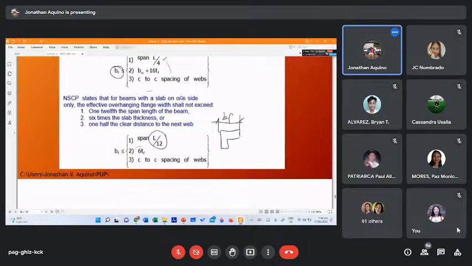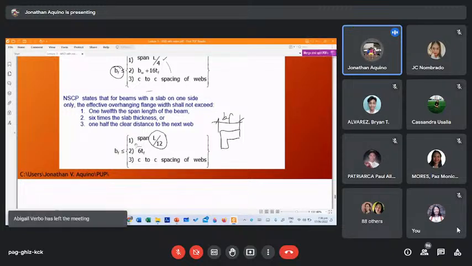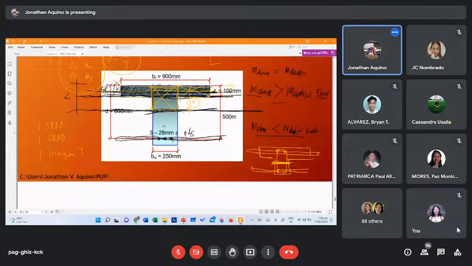Then for a T-beam that has a slab on one end only, shaped like an inverted letter L, the requirement of the code is that the flange width is the minimum of span L over 12, 6 times the thickness of the flange, which is the thickness of the slab, or the center to center spacing of the webs.